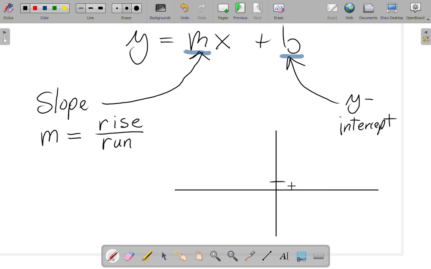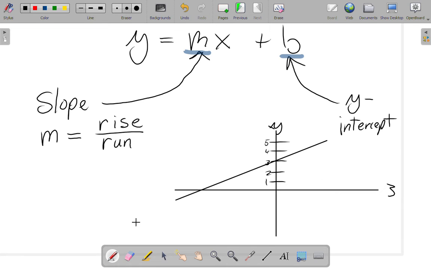Let me put some numbers on here. 1, 2, 3, 4, 5. So if you were looking at an equation, or the graph, and the graph looked like that, and we were trying to figure out what its equation was, this number right here, this b, is really easy to find because it's the y-intercept. That means, where does this graph cross the y-axis? Right there, at the point 3. So the y-intercept of this equation is 3.